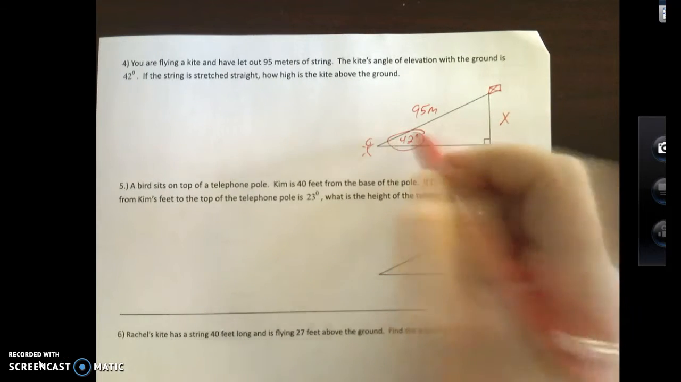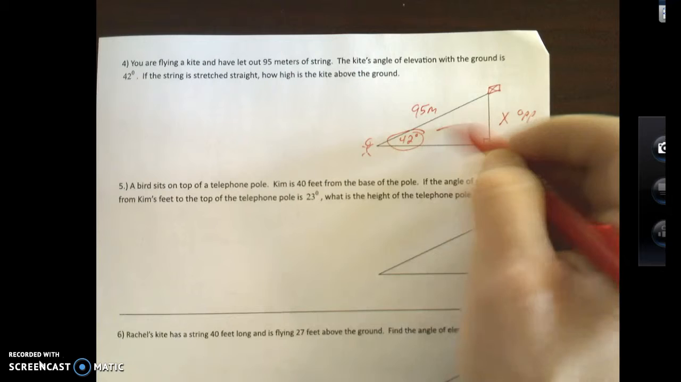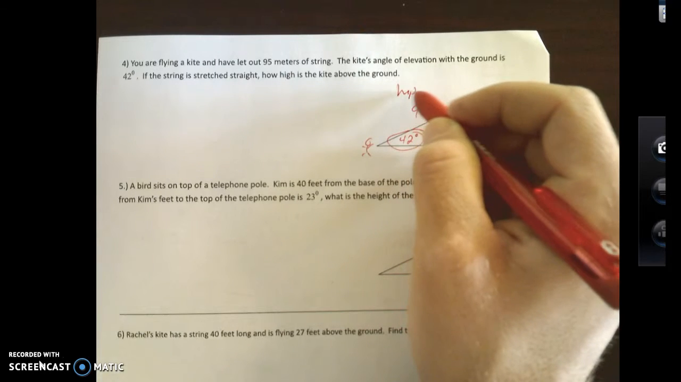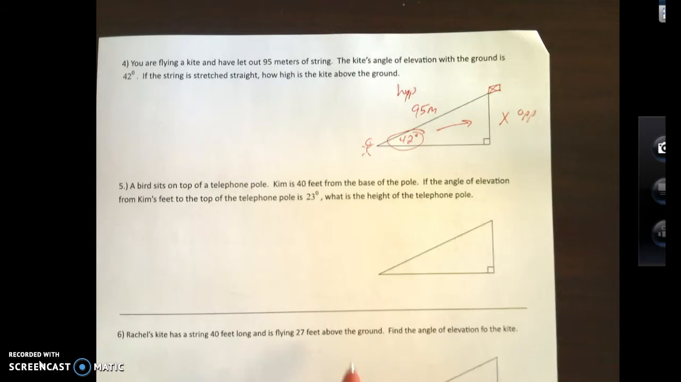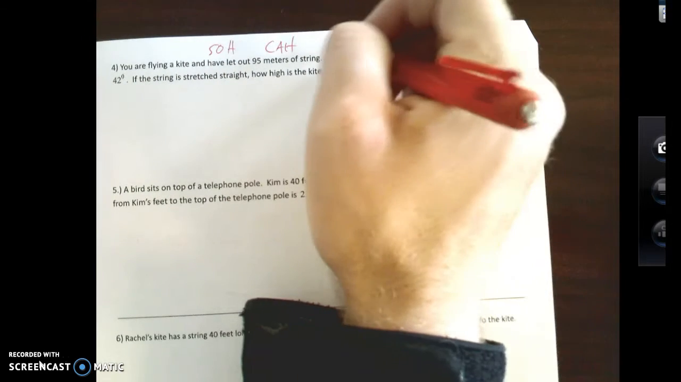There's my angle. There's opposite, because it's across from it. There's hypotenuse. Which trig ratio uses O and H?